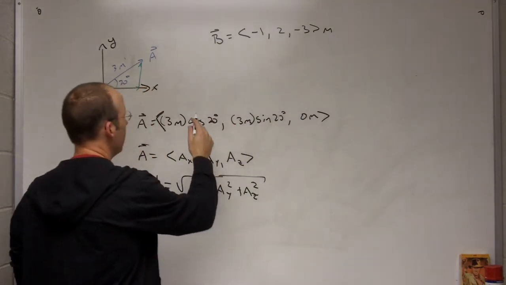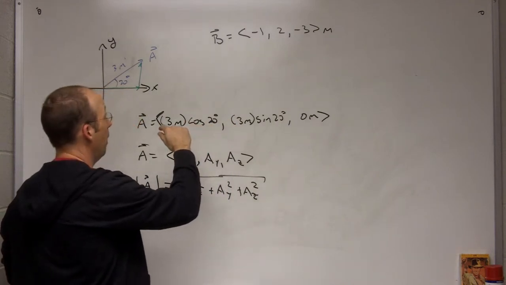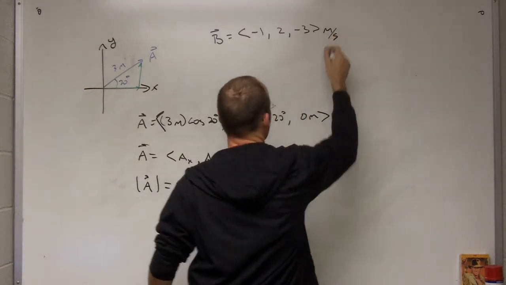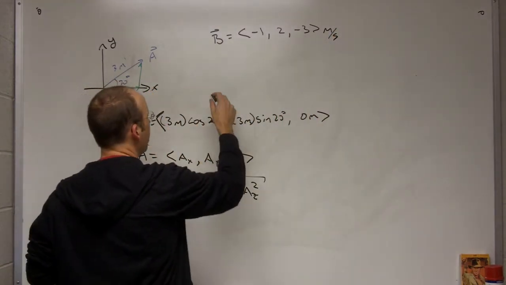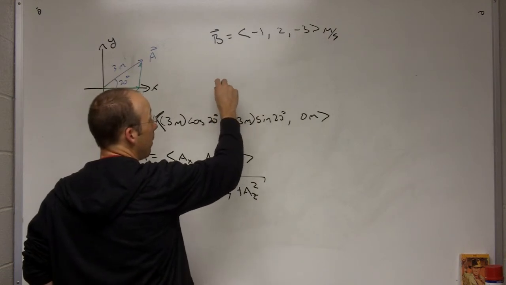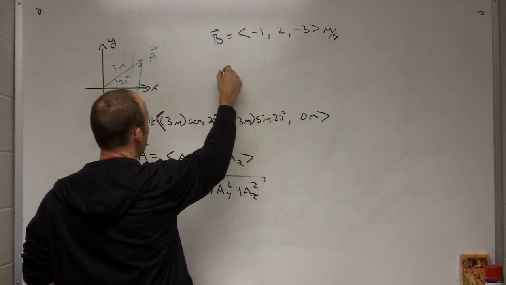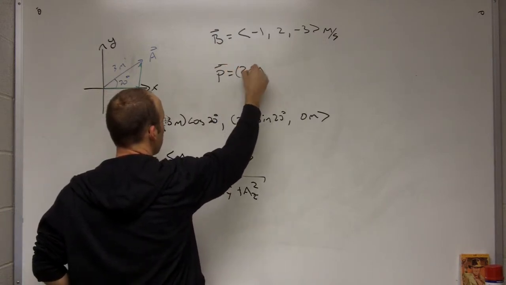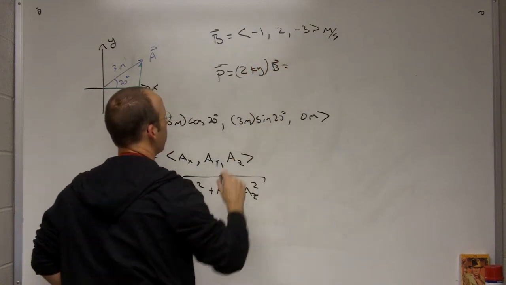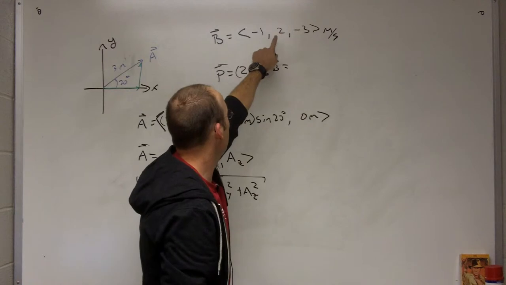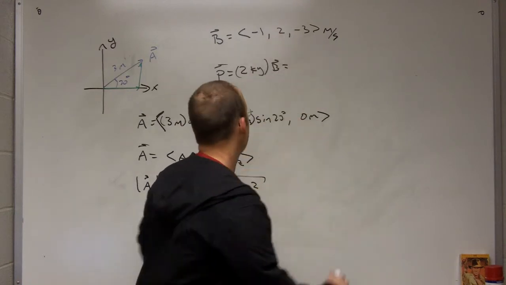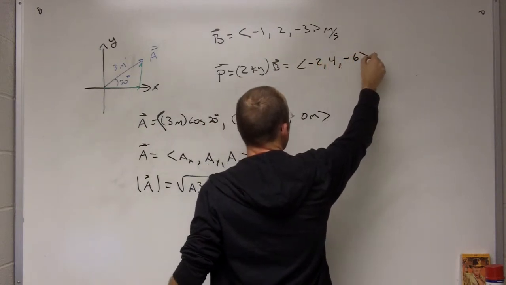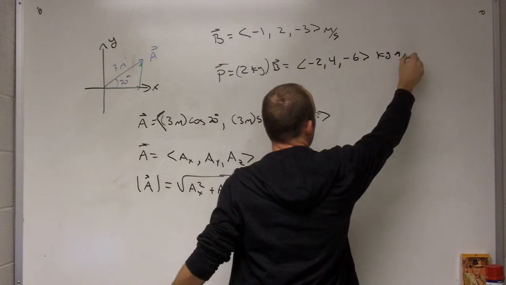But what I can do is multiply or divide this. I could multiply this by, let me say this is meters per second, just so it'll make more sense. So that's the velocity. Then I could find the momentum by multiplying by the mass. Let's say it has a mass of 2 kilograms. So P equals 2 kilograms times B. And so that would just be this scalar multiplied by each of the components inside. So this would be (negative 2, 4, negative 6) kilogram meters per second.